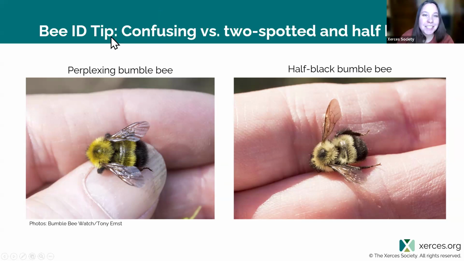Oh, and I apologize. I just realized that this is confusing and perplexing. Both of those common names are used for Bombus perplexus. It's a confusing bee, and I made it slightly more confusing, I think, by using two different names for it. But both of those names refer to Bombus perplexus. I apologize, guys, if you found that hard to get around.